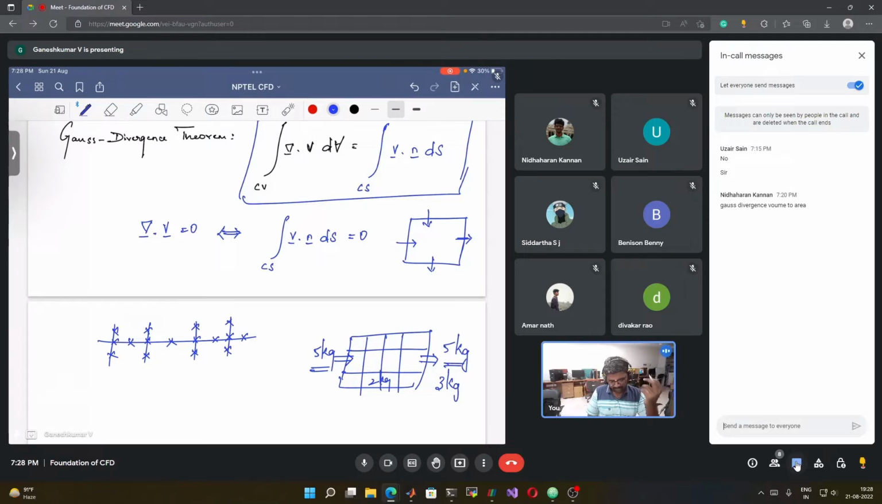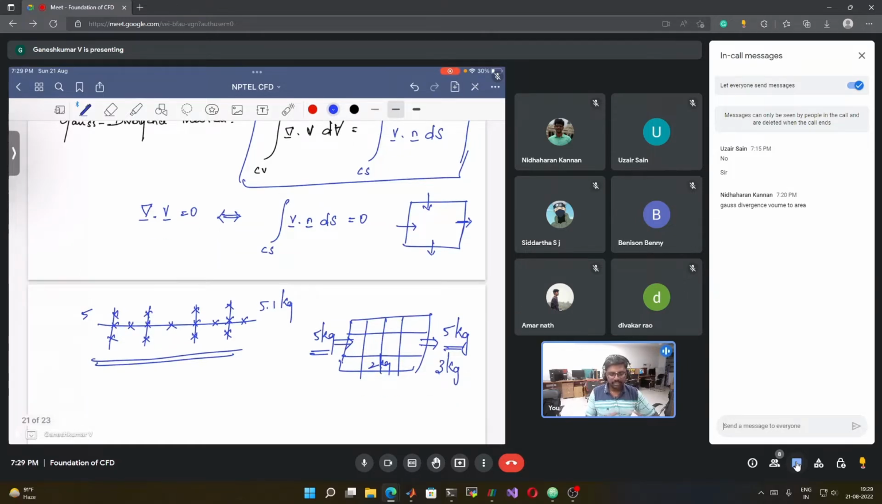If you use a finite difference method, you may end up with something like 5 kg going in and 5.1 kg coming out, even though there is no source term inside the domain. So those things can happen in the finite difference method. You cannot ensure conservation in a finite difference method, but you can ensure it in a finite volume method.